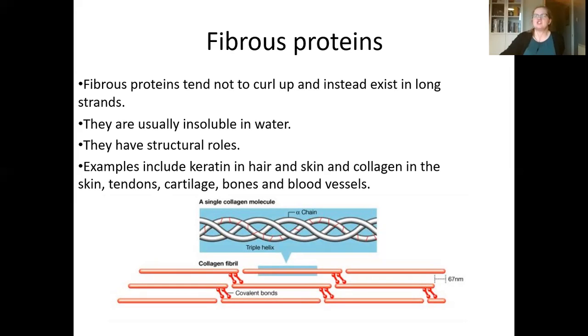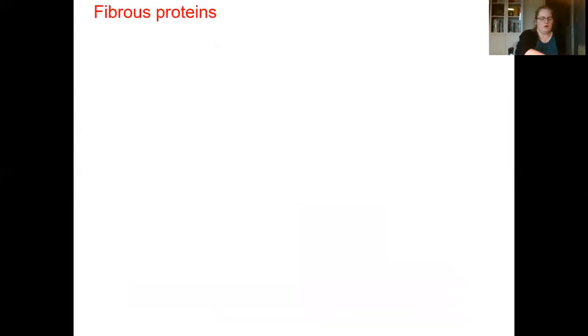Their shape is less important than the globular ones. The globular proteins have these really specific shapes that are really important for their function, using that lock and key enzyme theory. Whereas for fibrous proteins, their long strands are more important because it's going to create the strength that's required.